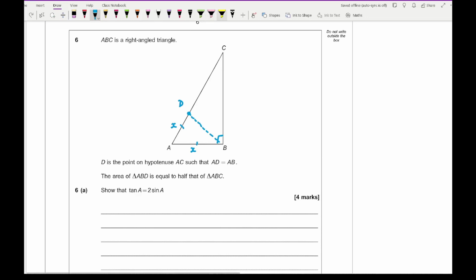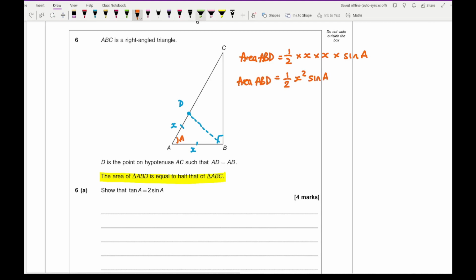So then looking at this fact here, then what we know is if I then work out the area of triangle ABD is equal to, and if I just call that angle A, a half of X times X times sine A. So then from this, if I just simplify this, I get half X squared sine A. So that's the area of triangle ABD.